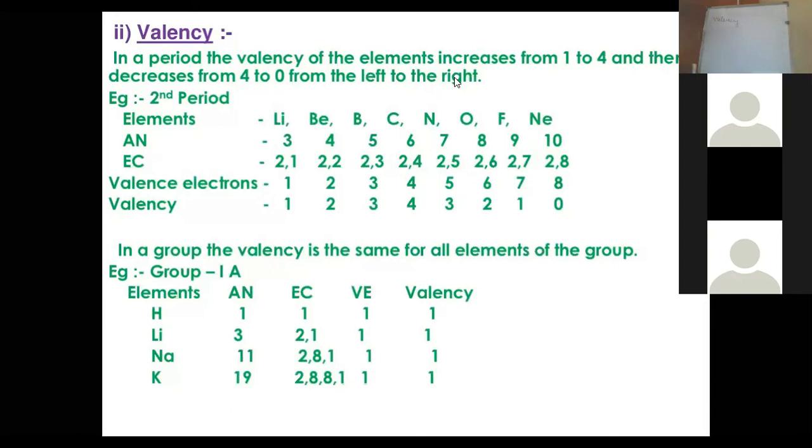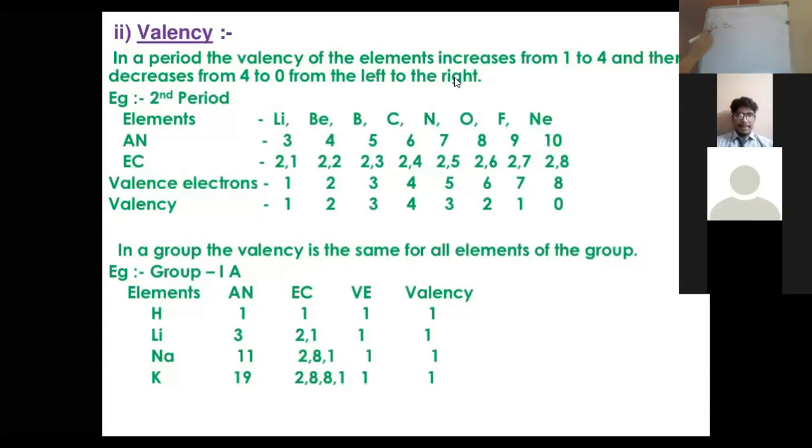For example, we will be talking about the short period, which consists of 8 elements, as shown on your screen. If we move in this period, we come across lithium, beryllium, boron, carbon, nitrogen, oxygen, fluorine, neon.